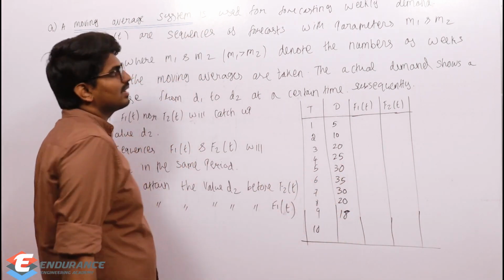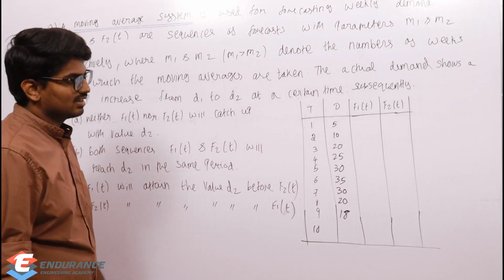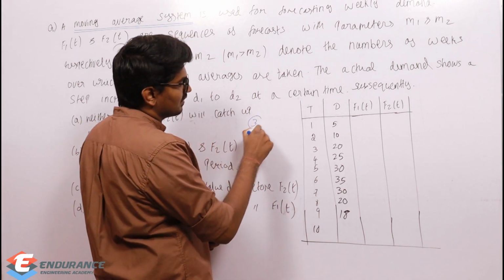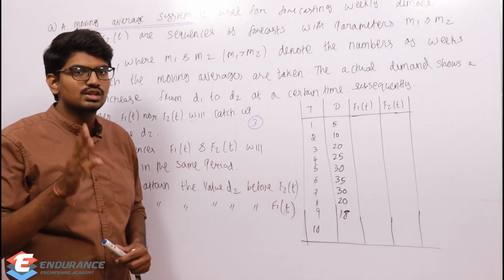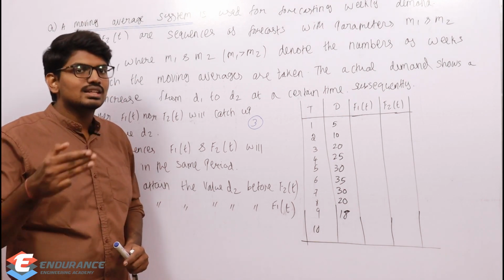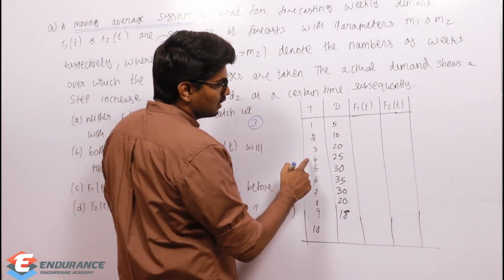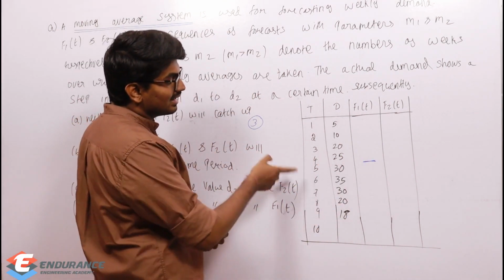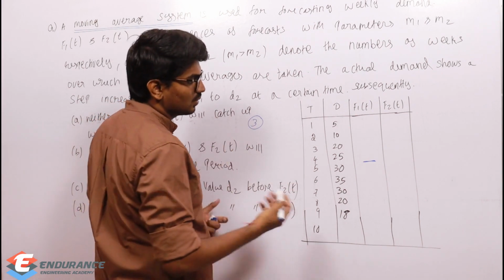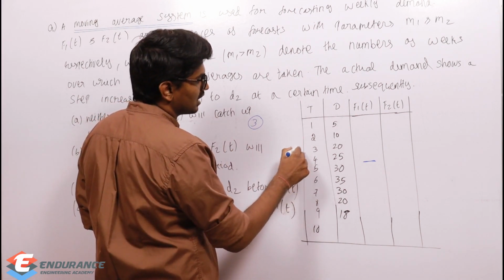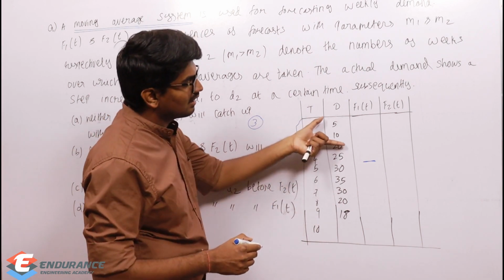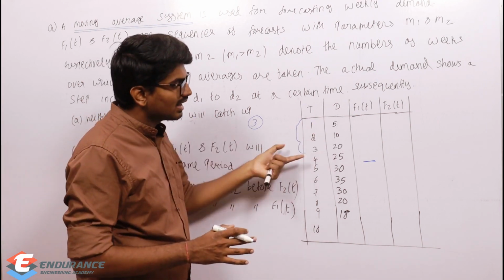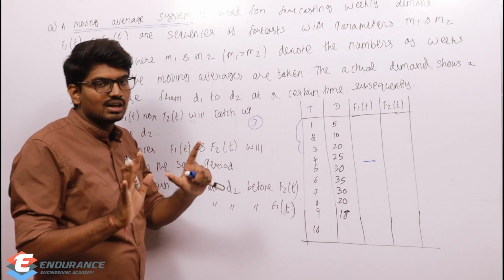So what is meant by the moving average method? Suppose they are giving you a 3 period moving average. That means you need to take the latest 3 periods. For example, you need to find the forecast for week 4. I will take the latest 3 periods, which are 3, 2 and 1. I will take these 3 periods and find the average of these 3 actual demands, if it is a 3 period moving average method.